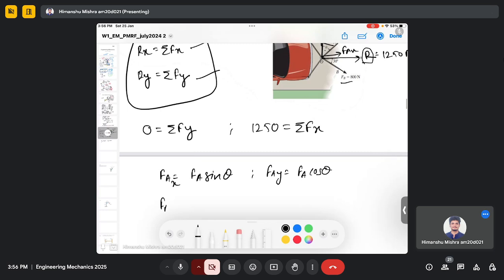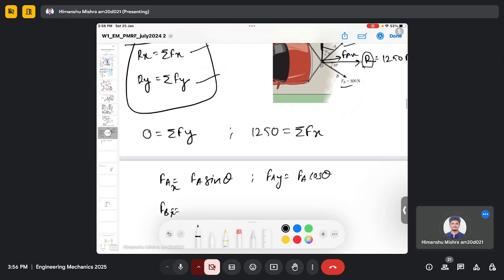Similarly, for Fb, you can see the angle is defined from the horizontal axis. So my horizontal component of Fb will be Fb cos 30, and the vertical component of Fb will be Fb sin 30.